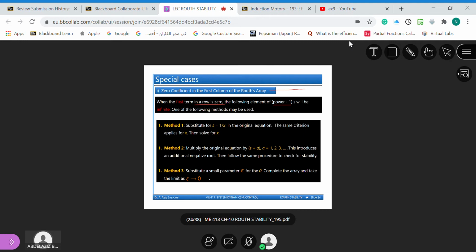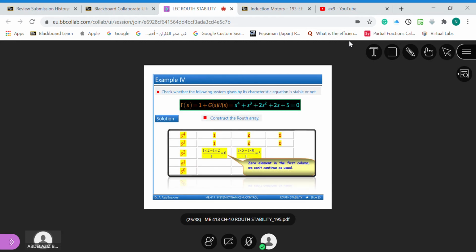We use method 1, just substitute s is equal to 1 over x, and then we solve for x normally. The second method is to multiply the original equation by s plus a, and then we solve normally. And the last method is we substitute a small parameter epsilon for the 0, and then we complete the array and take the limit when epsilon goes to 0. So the situation will be like this.